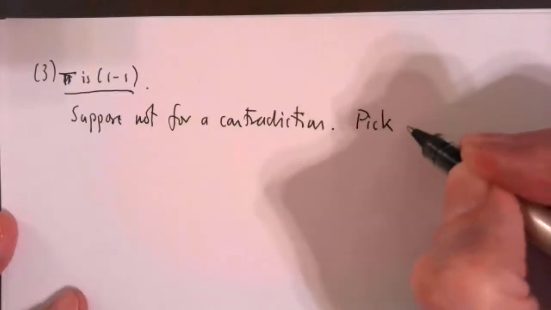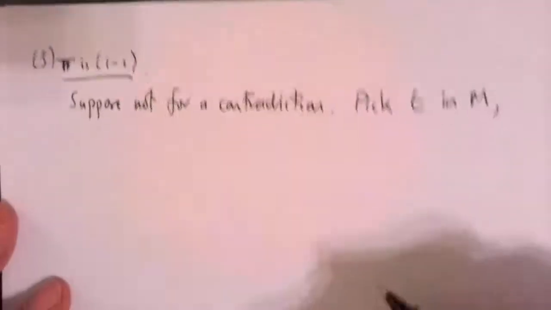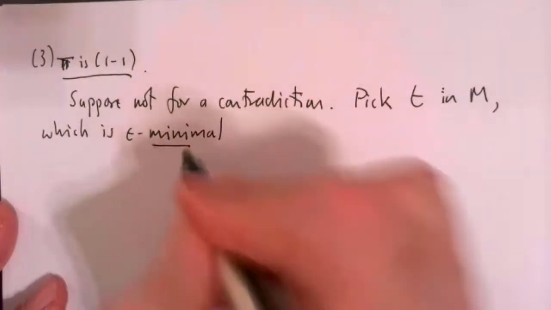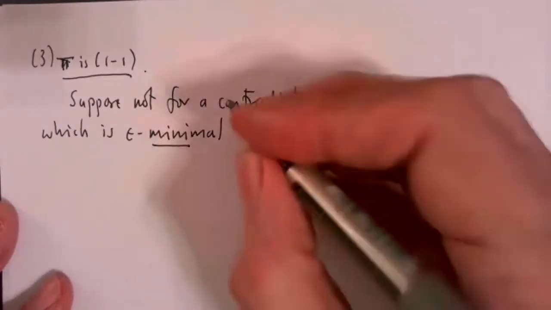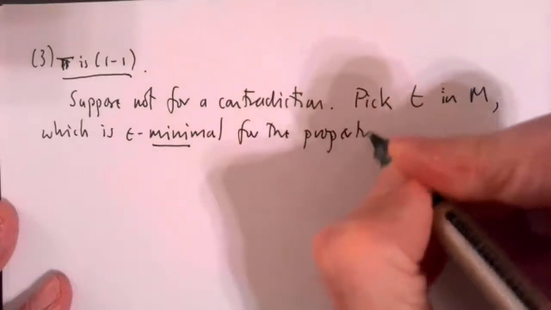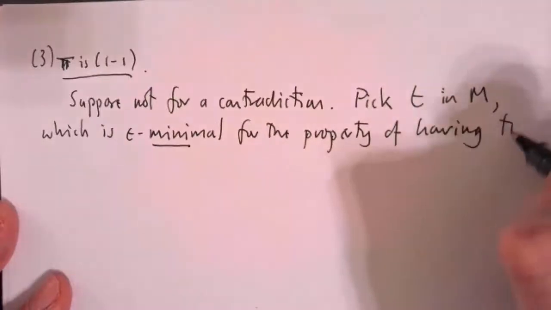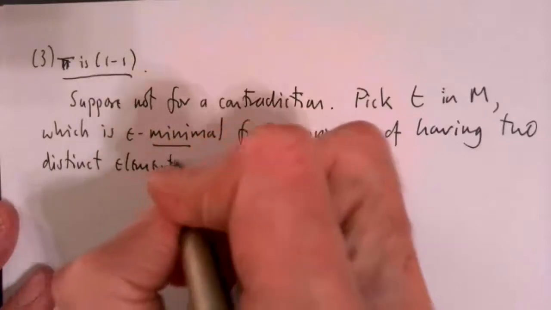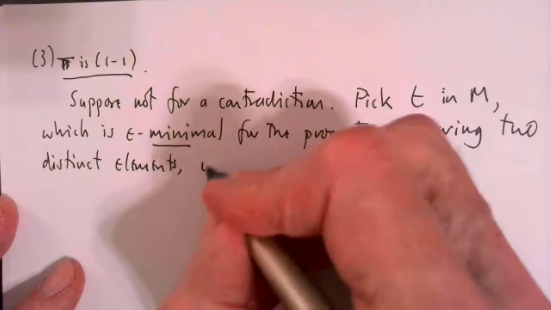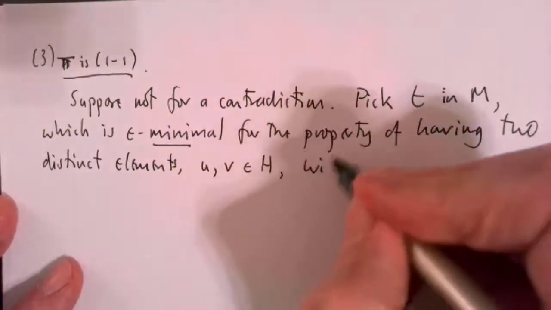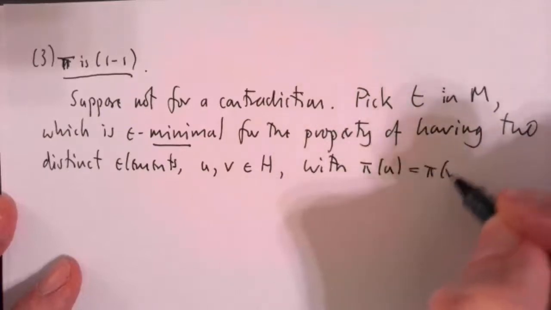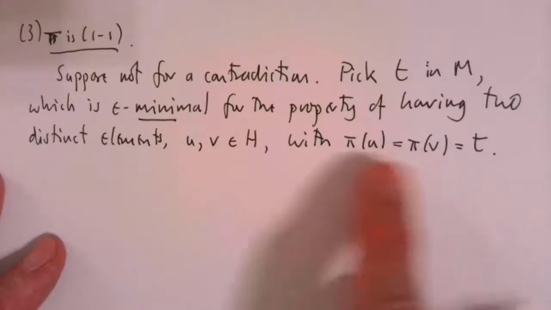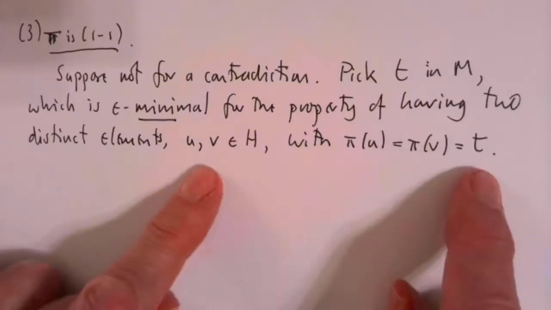So what we do is we pick some T in M which is epsilon minimal for the property of having two different things in H get sent to T. So having two distinct elements, let's say U and V, in H with pi of U being pi of V being T. So this is showing that pi is not one-to-one, it's sending these two distinct things to the same place, and T is the place they're going to.